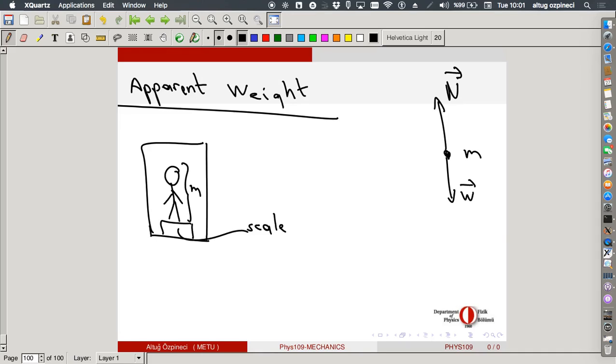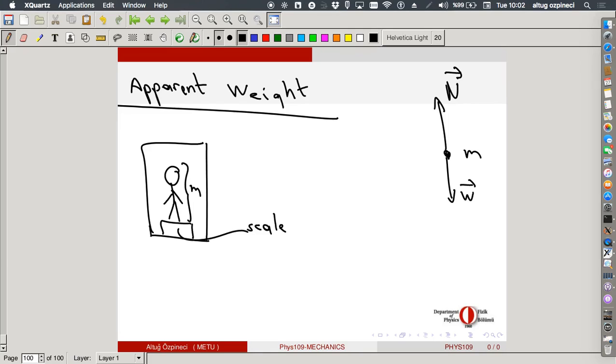Does the elevator exert a force on you? It doesn't. If it's not directly exerting a force, it's not exerting a force. There is no force due to the elevator. You are not even touching the elevator. There is no contact with you. There is no force between you and the elevator. The elevator exerts a force on the scale, and the scale exerts a force on you. So these are the only forces we have.